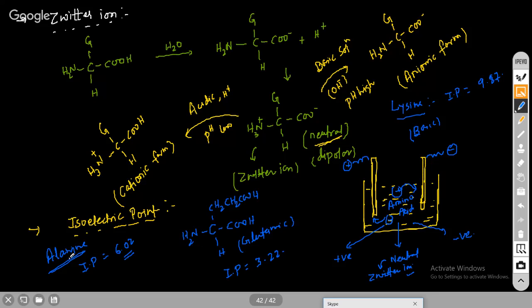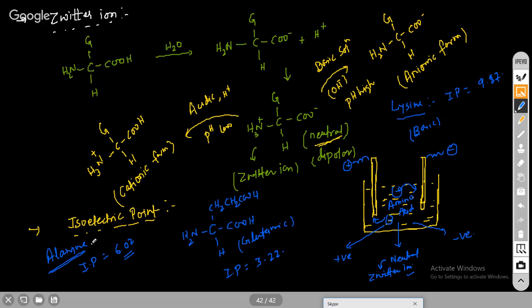But why are we calling it neutral? That classification we have done according to the number of what? Number of acidic and basic groups. It has nothing to do with the acidic and basic nature of the compound. However, in the case of acidic and basic amino acids, this is found to be correct. See, lysine is basic, 9.87, acidic is 3.22. But for neutral also, it will be slightly acidic only.